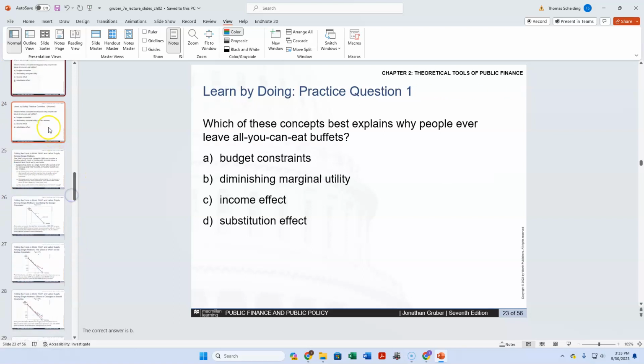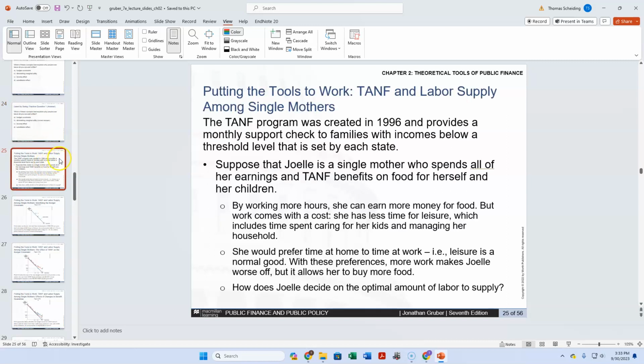Okay, I'm going to skip learning by doing here, just out of time. But let's start to talk about the Temporary Assistance for Needy Families program as we start to then put this to work here.